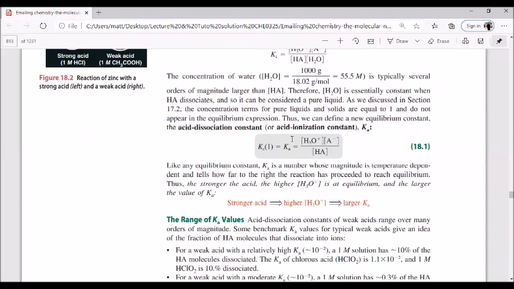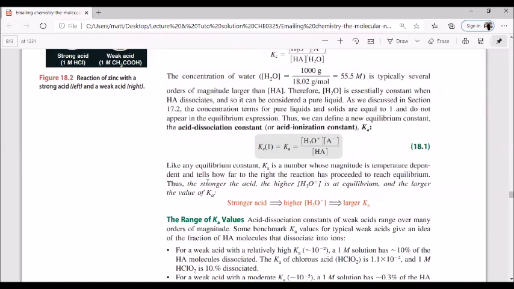Okay, so Ka here is for weak acid. Like any equilibrium constant, Ka is a number whose magnitude is temperature dependent, of course, because equilibrium is dependent on temperature. And it tells how far the reaction in the right direction has proceeded to reach equilibrium. Of course, if it is more, you can say the stronger acid, not strong acid. The word stronger here means strong within the weak, strong among the weak acids.